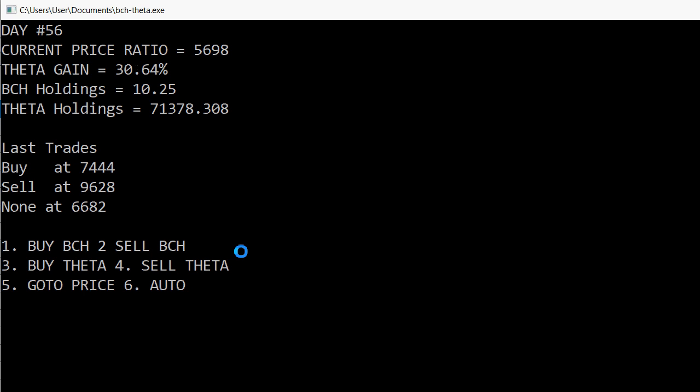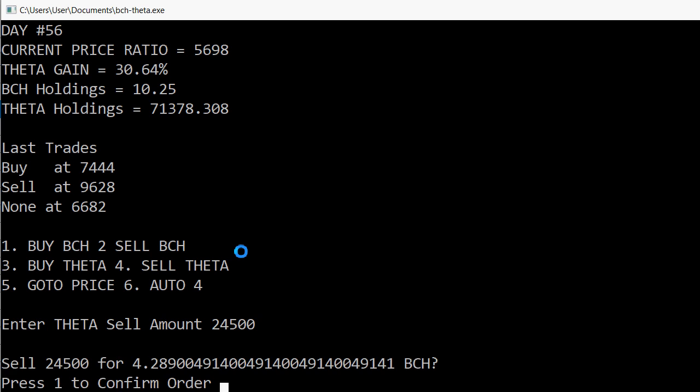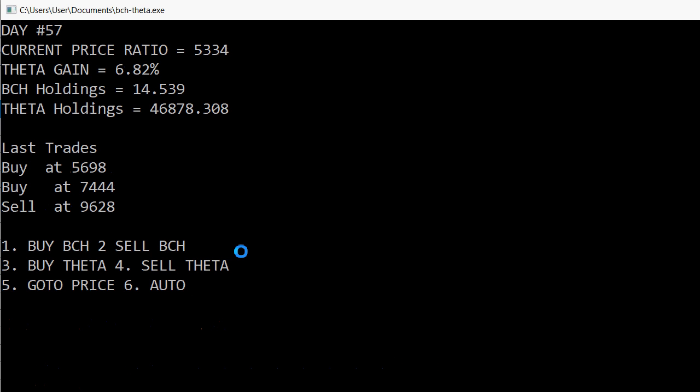So we'll go to the next move, which is day 56, another Theta gain. So we'll sell some Theta. Maybe we'll sell about a third of it would be like 25,000. So let's just put in, say, 24,500. And let's do it again.